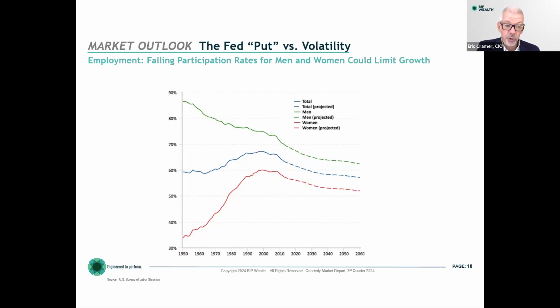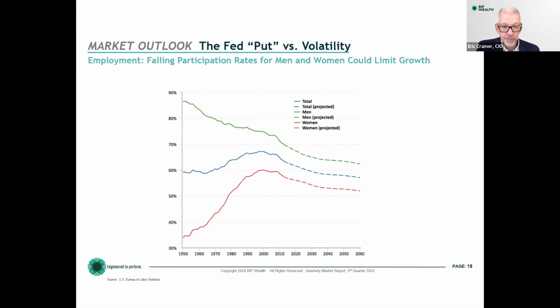Now, this graph goes all the way back to 1950. And what we're seeing here is that the participation rate for men, that's in green, has been falling for the last 70 years and is going to continue to fall. And so it's amazing how high it was when we were a much, much younger country. So that continues to fall as life expectancies go up and as we age.